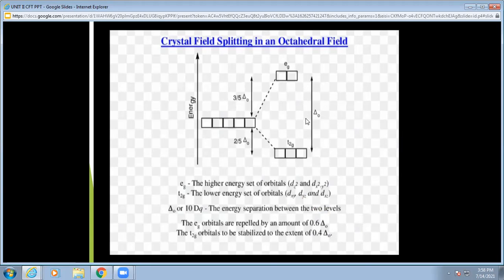This is called crystal field theory. The three t2g orbitals are triply degenerate, with lower energy and more stable. The eg orbitals have higher energy and are less stable. This is called the octahedral field.